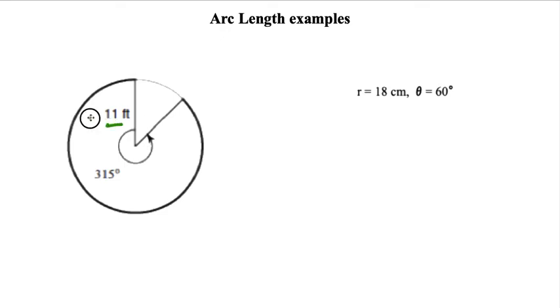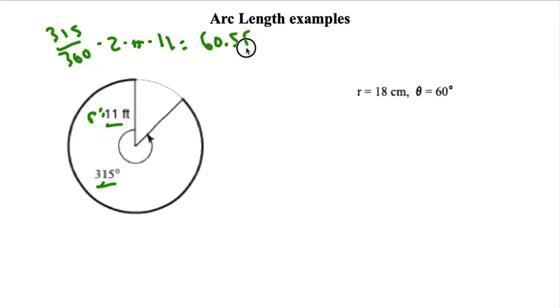We know that this is the radius, 11 feet, and this represents the angle. So simply put, you would take 315 divided by 360, which will give you a decimal, times 2 times pi times the radius, which is 11, which would give us 60.5, if you round to the nearest tenth, feet. And that would be the measure of this. Please note that unless the angle is 360 degrees, which wouldn't make sense, the arc length is always going to be less than the circumference.